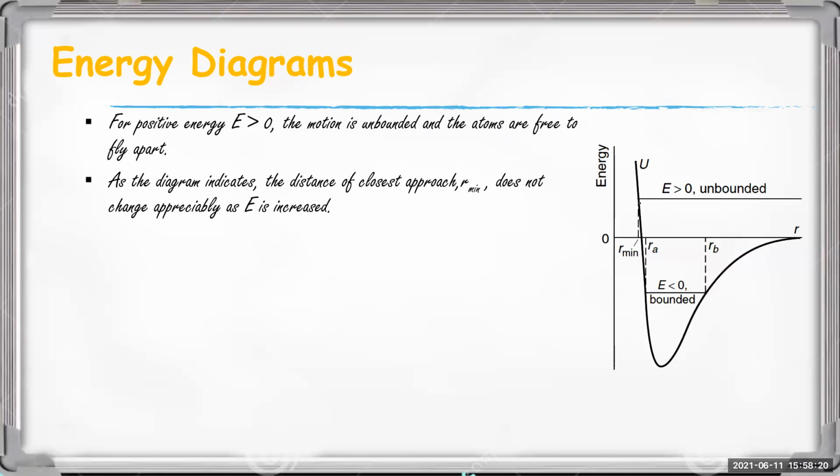Consider this graph. If the value of E is greater than this one, then the point must be here, E must be here. Then at that point also, this R minimum is approximately here. So the closest approach does not change appreciably as E is increased. Then E greater than 0, the motion is unbounded and the atoms are free to fly apart.